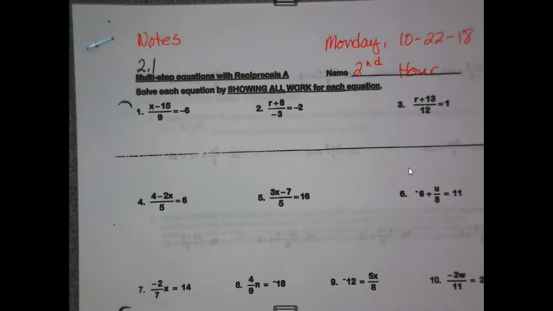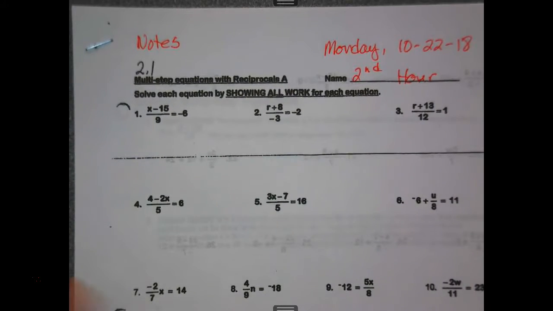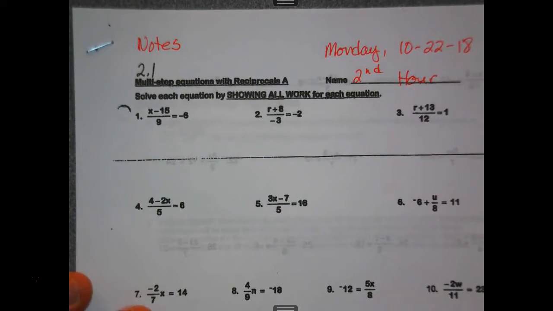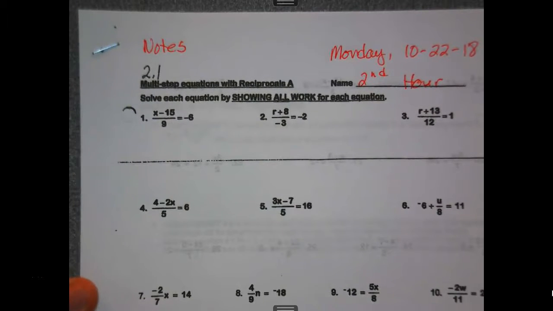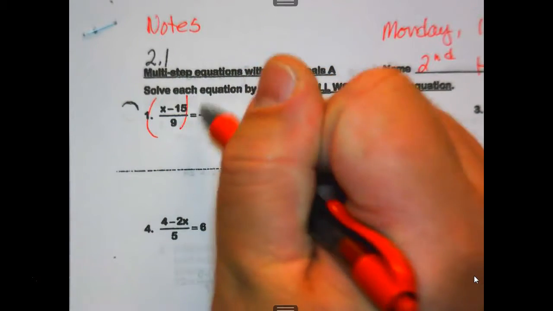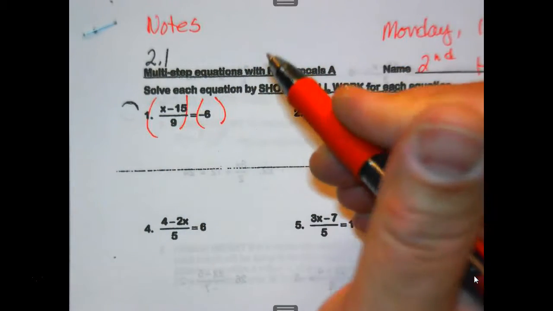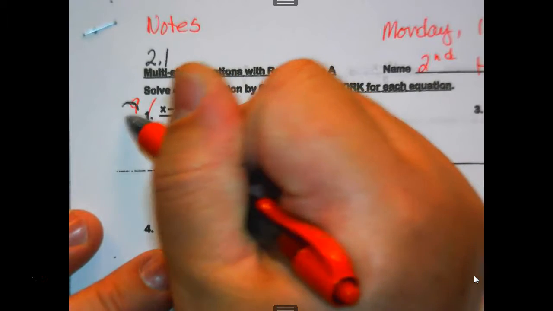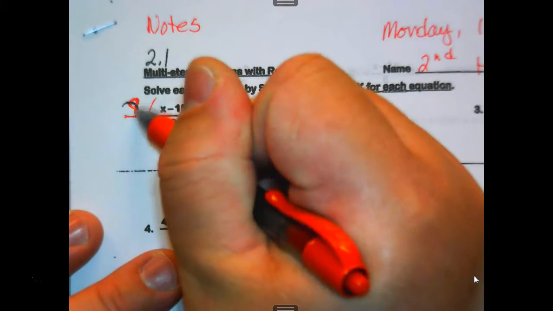We kind of did a lot of this already with fractional coefficients. So how do I get rid of the denominator? When I'm solving an equation, how do I get rid of the denominator of a fraction? Multiply it, right? So I'm going to multiply each side by the denominator, which is 9 or 9/1.